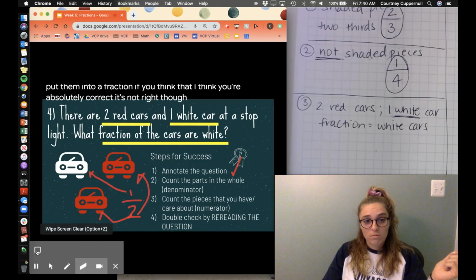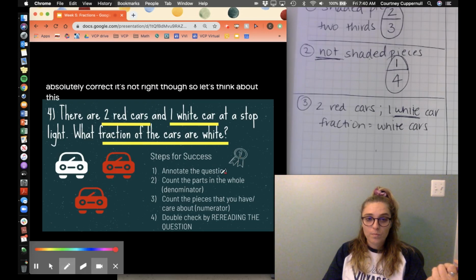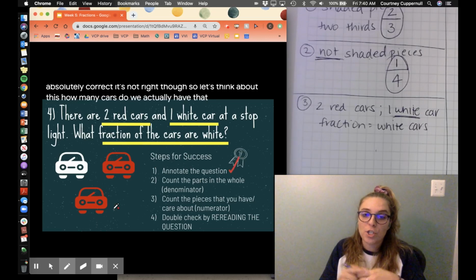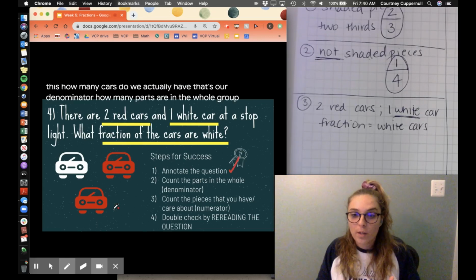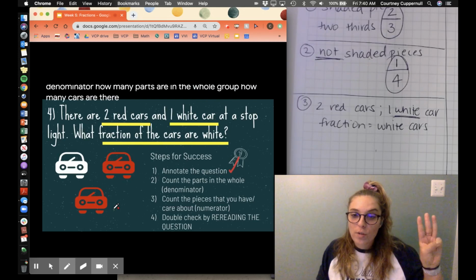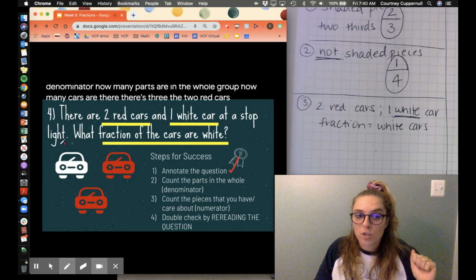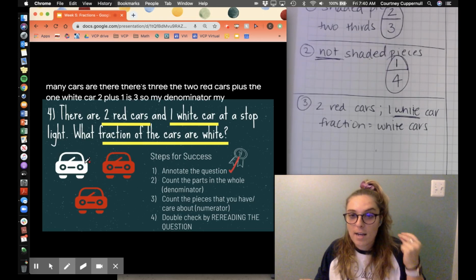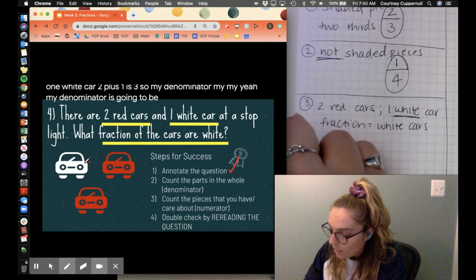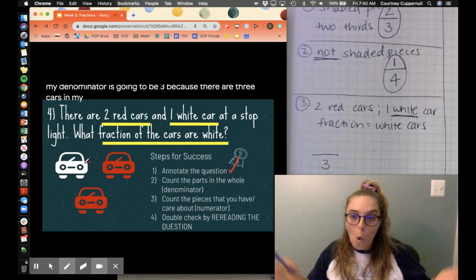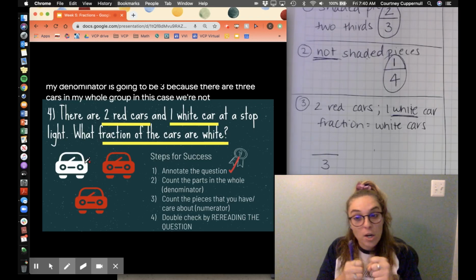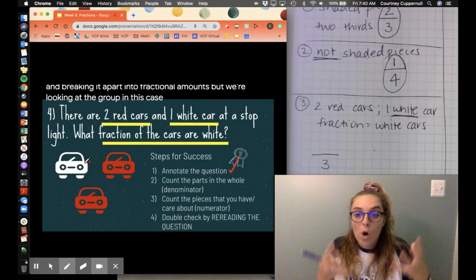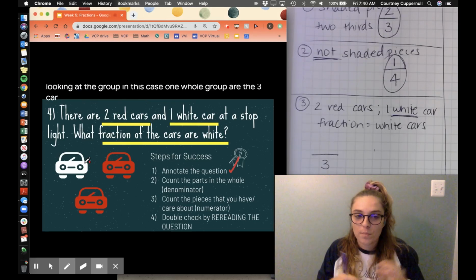It's not right though. So let's think about this. How many cars do we actually have? That's our denominator. How many parts are in the whole group? How many cars are there? There's 3. The 2 red cars plus the 1 white car, 2 plus 1 is 3. So my denominator is going to be 3 because there are 3 cars in my whole group. In this case, we're not taking a car and breaking it apart into fractional amounts, but we're looking at the group. In this case, one whole group is the 3 cars.